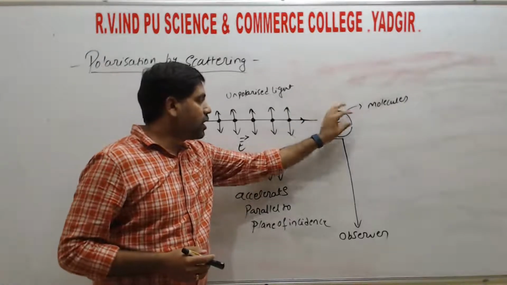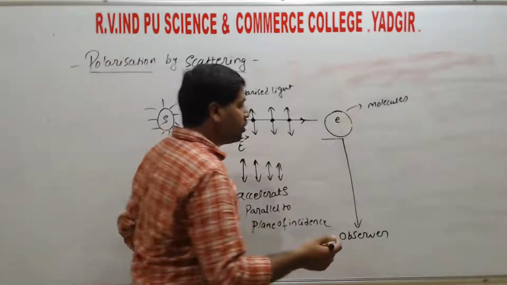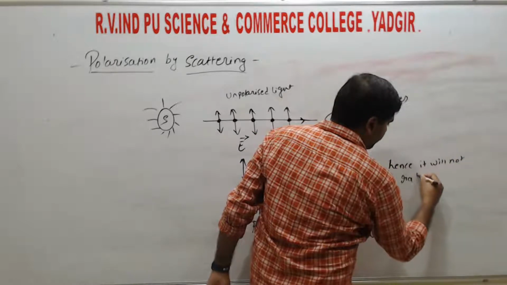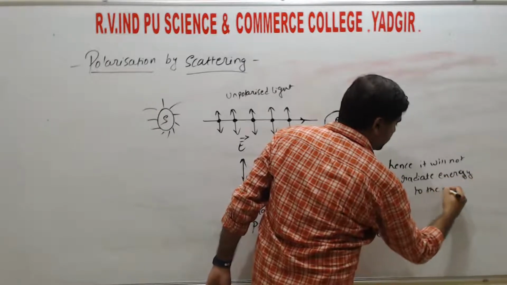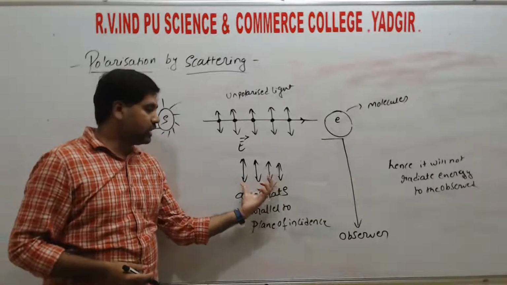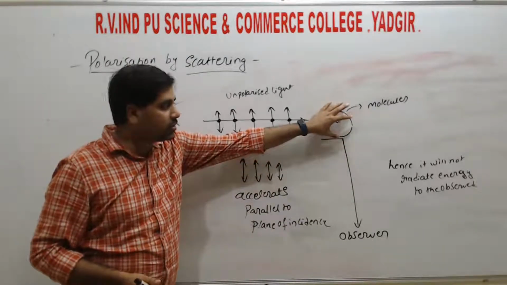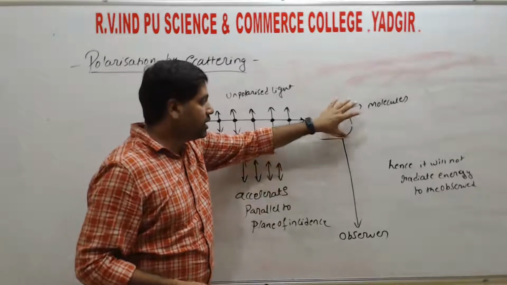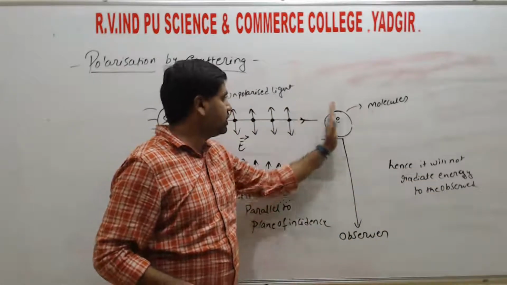So these vibrations are acquired by these electrons and hence it accelerates in the parallel direction. Hence it will not radiate energy to the observer. For this reason, the components which are parallel, that is components which are in the direction of incidence acquired by the electrons, accelerate. The charges which are present in the molecules get accelerated parallel to the direction of incidence. Hence these vibrations will not radiate energy to the observer because these are parallel.